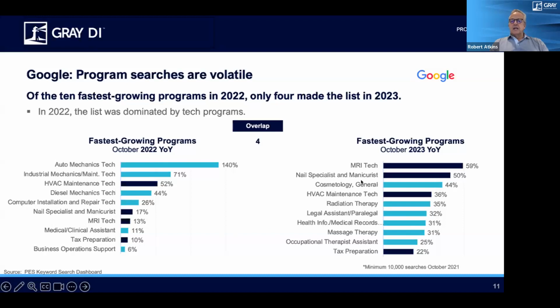The new ones, as you can see over on the right-hand side, were new entrants in the high growth: cosmetology, rad tech, legal assistant, medical records, massage therapy, and occupational therapy assistant. When I look back to last year, it was clearly dominated by things ending in tech. All our CTE programs, whether it's auto mechanics or MRI tech, formed 6 of the top 10 last year, and only 1 or 2 of the top 10 this year. So a bit of a shift in what's hot, from tech programs to a more general assortment of different kinds of programs and a resurgence in healthcare.